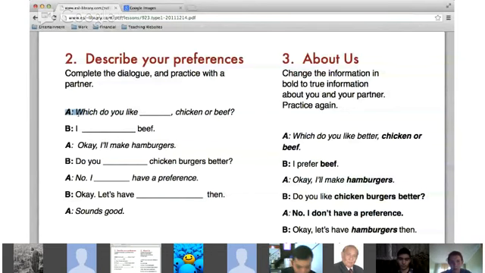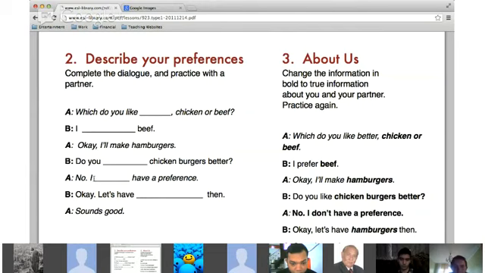Which do you like better, chicken or beef? I prefer beef. Okay, I'll make hamburgers. Do you like chicken burger better? No, I don't. I don't have a preference. Okay, let's have hamburgers then. Sounds good.